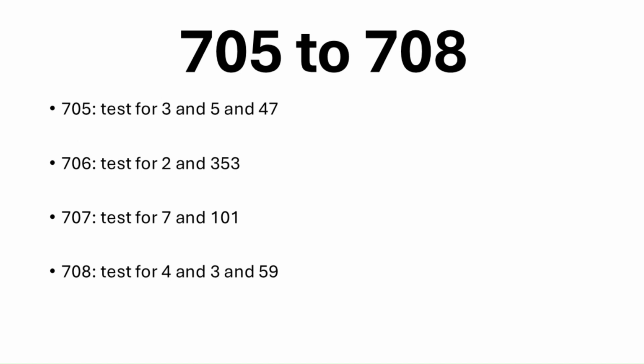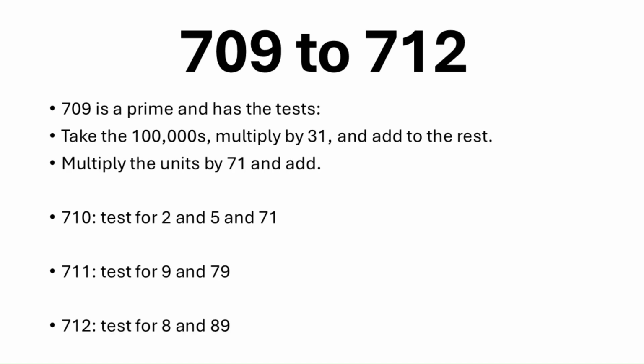706, test for 2 and 353. 707, test for 7 and 101. 708, test for 4 and 3 and 59. 709 is a prime and has the tests. Take the 100,000s, multiply by 31, and add to the rest. Multiply the units by 71 and add.